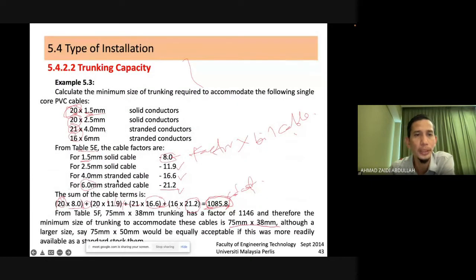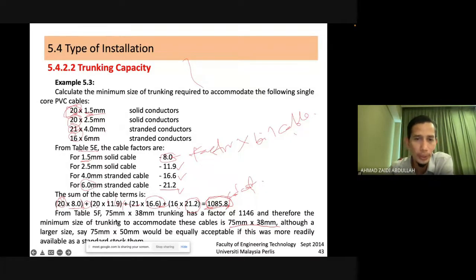So once we have the cable factor values, it is easy. We just multiply by the number of cables that will be used. For example, let's say for 1.5 mm, we have 20. So 20 multiplied by the cable factor. So the formula is cable factor multiplied by number of cables. And then you add up every type of cable. The same for the next size, 2.5, whose factor is 11.9. You multiply by the number of cables. Then you total up, you sum up, and you find, let's say, 1085.8.